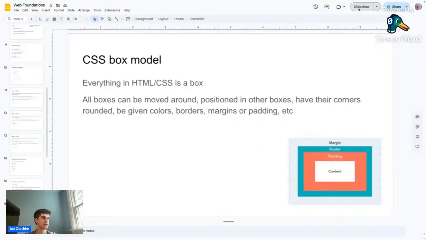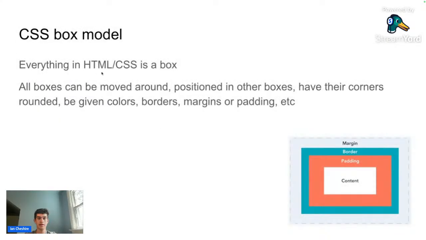And what this is getting into is everything in HTML and CSS is a box. So all boxes can be moved around, can get margin or padding around them, can have a border, can be moved and positioned where you want them to. But everything is styled as a box. And even if it doesn't look like a box, it might just be a box with rounded corners or a specific shape. But the browser treats it as a box.